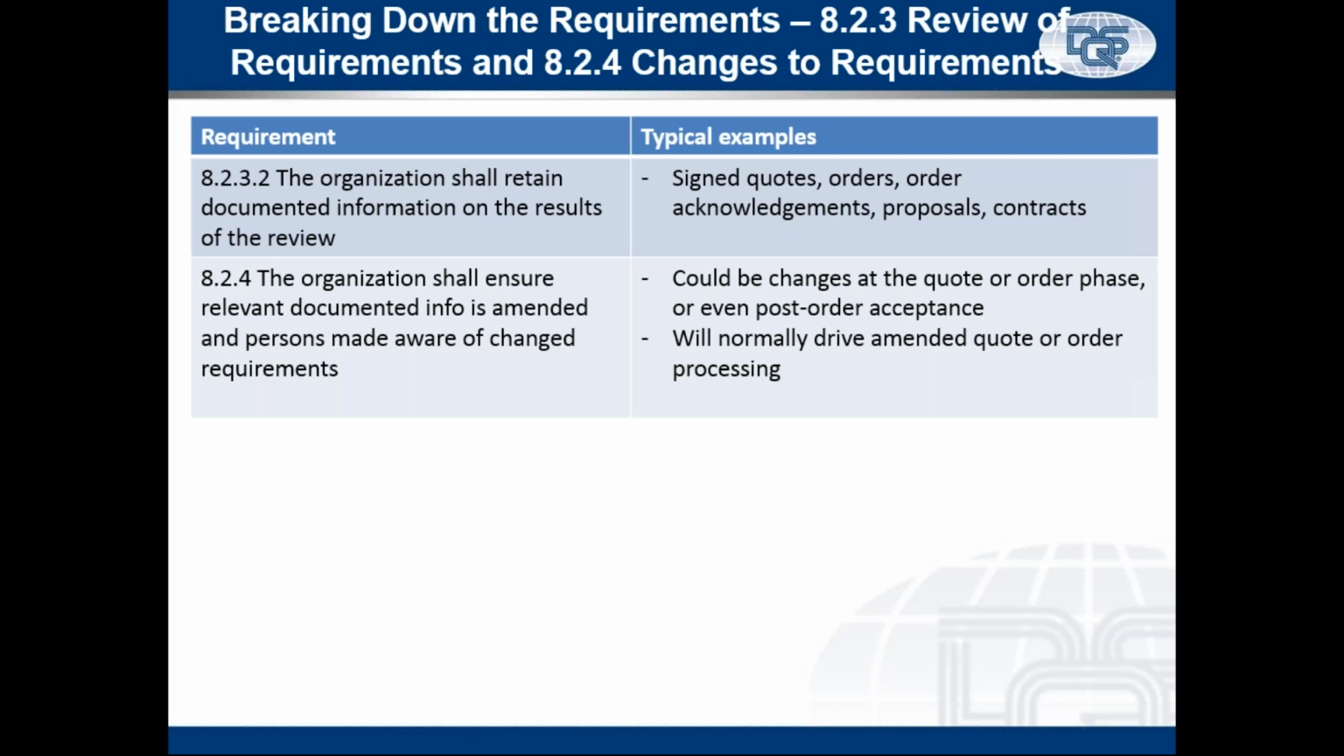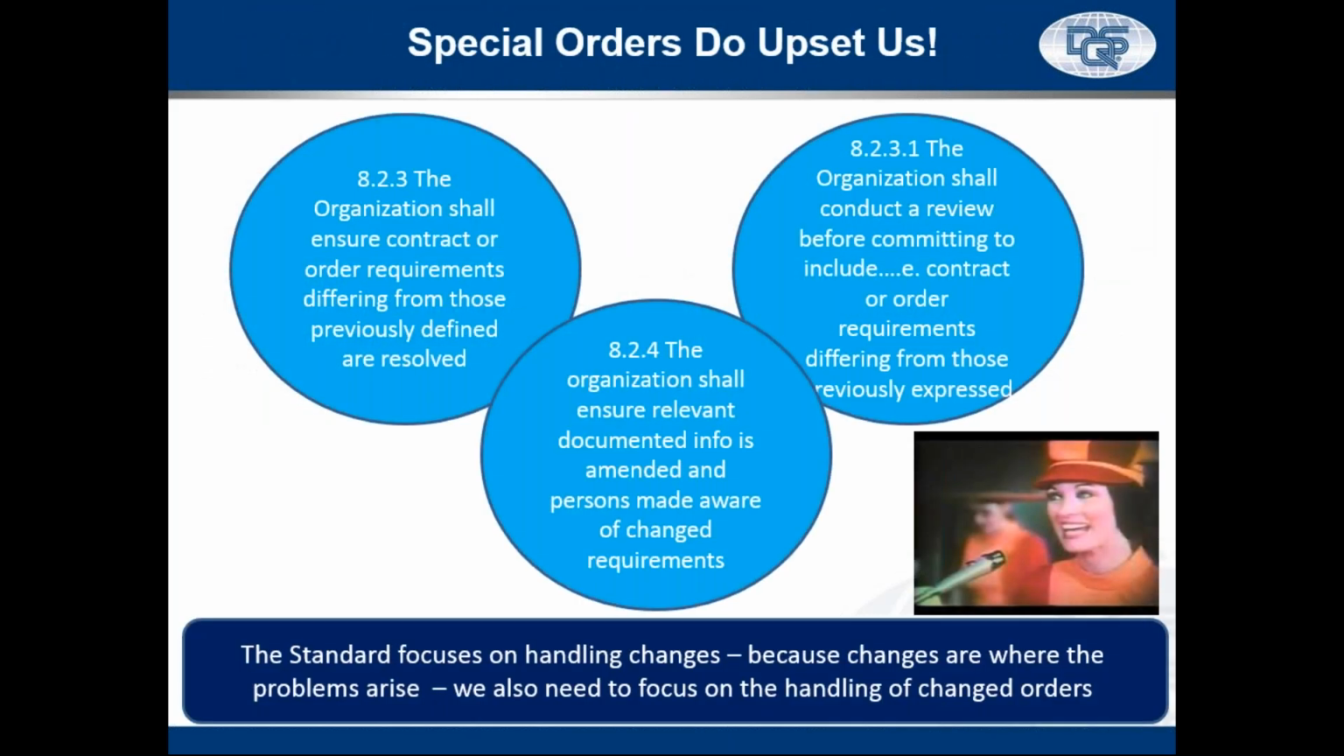Could be changes to the quote, could be changes in the order phase, could be post-acceptance of the order. How did the changes get handled? So you want to ask them, do you have any examples where you've done an order, you've submitted it back to the customer, and now they're starting to change a requirement? Can you show me how those are processed? You want to pay particular diligence, or want to make sure you really hit the changes hard.